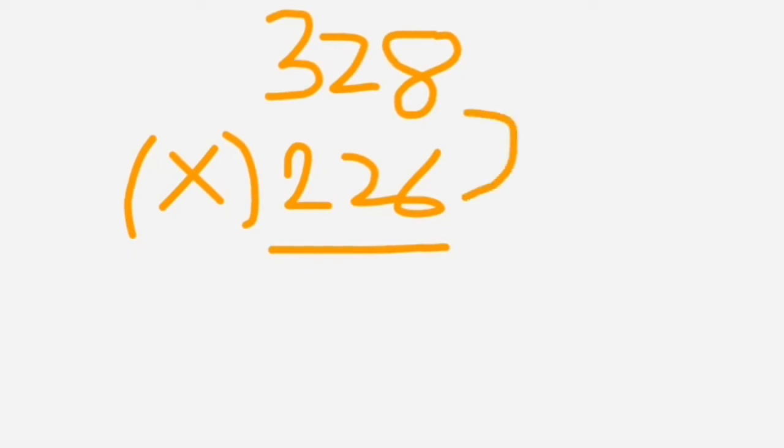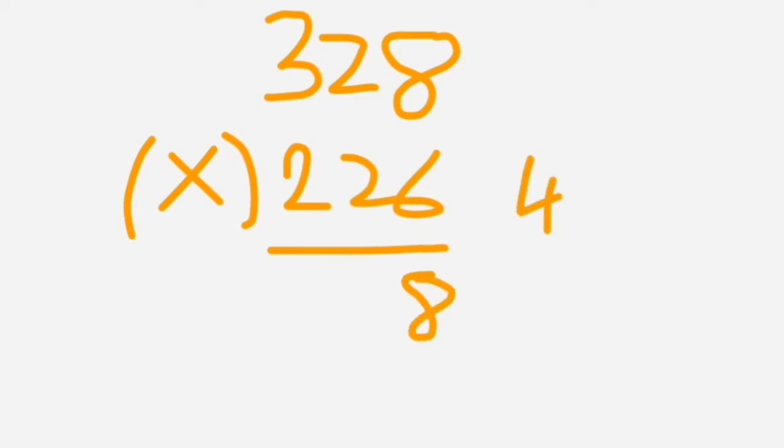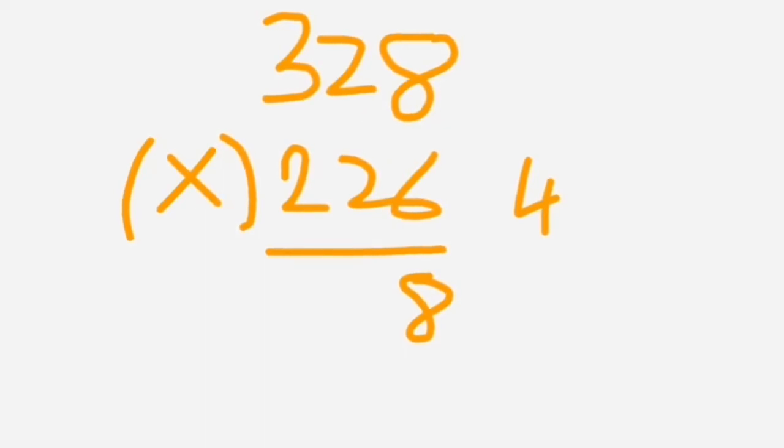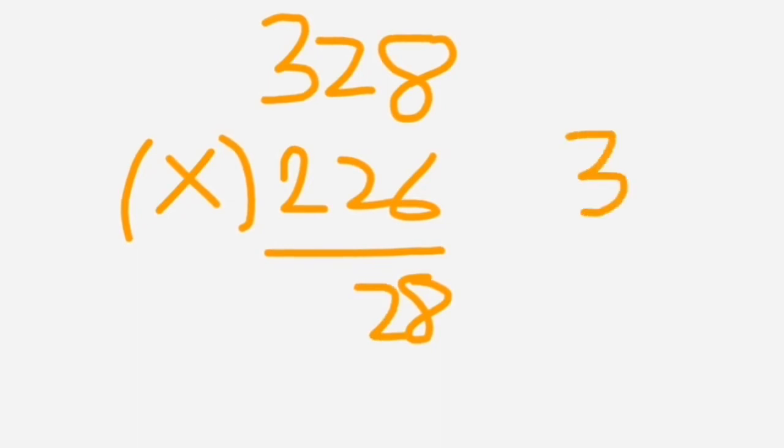First we have to do 8 into 6. 8 into 6 would be 48, and 4 carry out to the next number. The next step would be 2 into 6 plus 8 into 2. So 12 plus 16 would be 28. 28 plus 4 would be 32, and 2 here, 3 carry out to the next number.